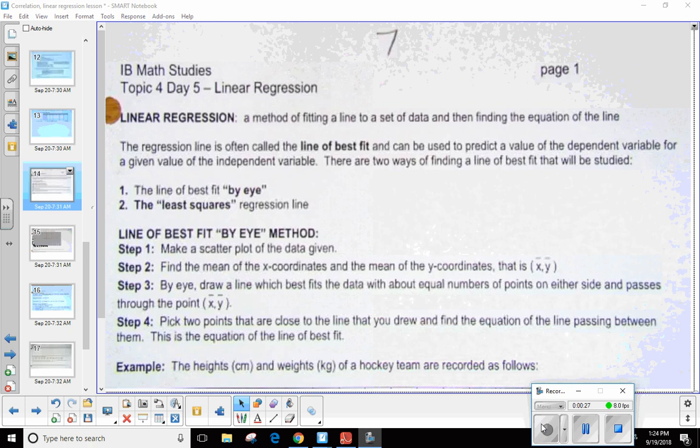All right, so we're going to be talking about linear regression today. So we're going to kind of be extending our talk of correlation. Yes, I know it's extremely cool.